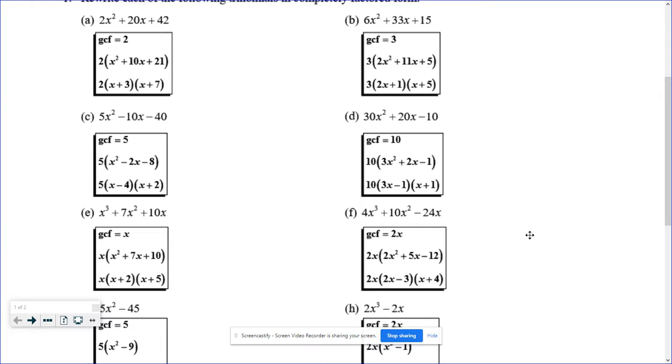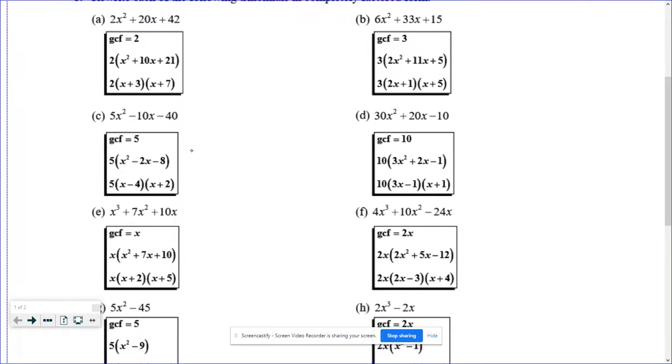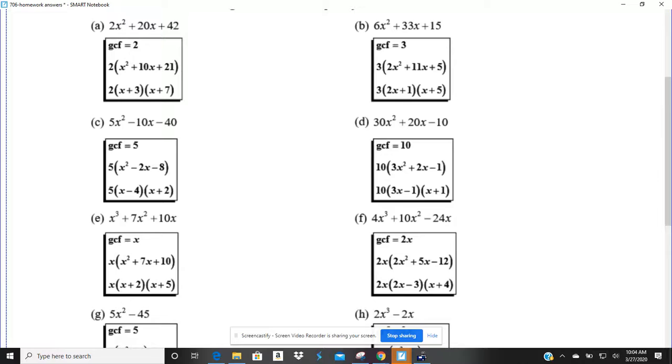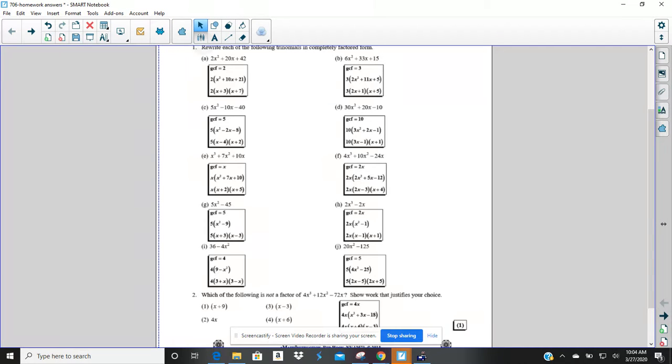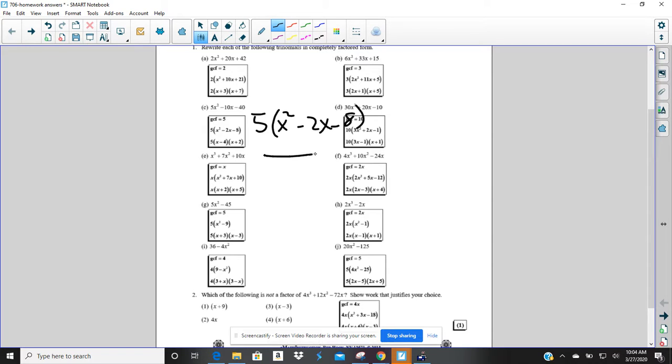So for example, on question 1C, you would be able to say, okay, I have a greatest common factor of 5, and what am I left with? I'm left with x squared minus 2x minus 8. From there, I would make my table.